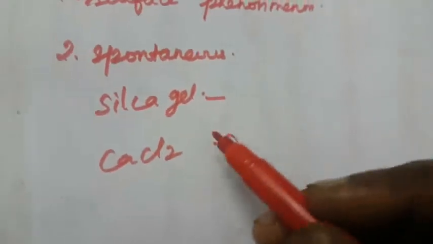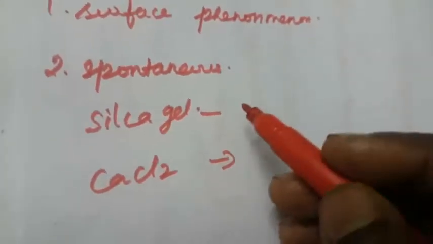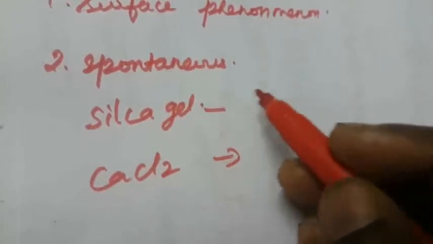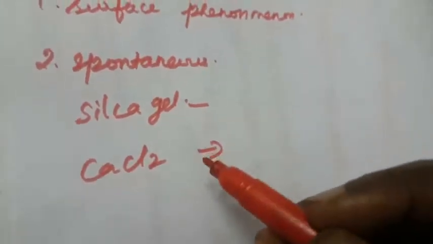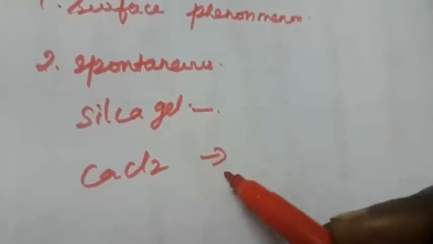So calcium chloride also absorbs the water, but in calcium chloride it is absorbed inside and the water is also dissolved in that one. So that is the difference between this is adsorption. Silica gel, the water is present on the surface, but here in calcium chloride the water is dissolved in it. So that is the reason this is adsorption, this is absorption.